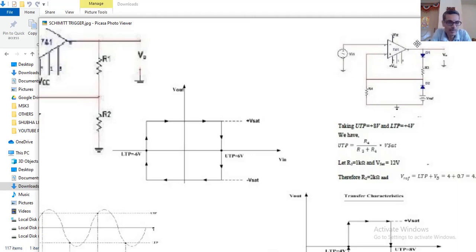Now, if it is minus Vsat, at that time this diode will be reverse biased and act like an open circuit. What will be the reference voltage then? The reference voltage is given by these two components, that is the supply and the diode. That is, the reference voltage for pin number 3 will be given by these two components.